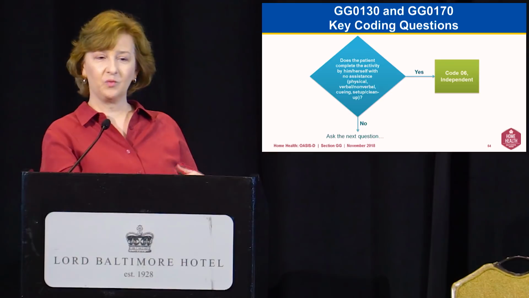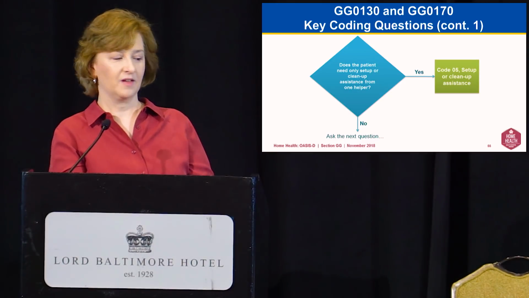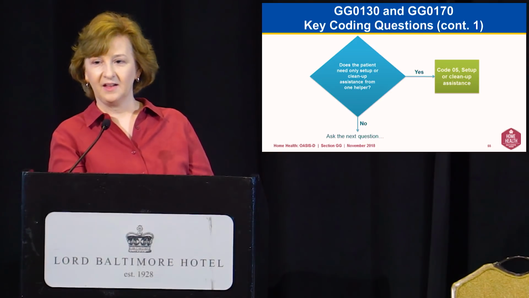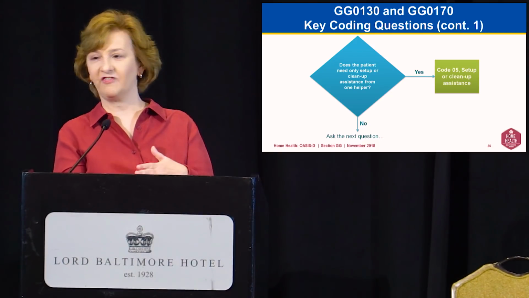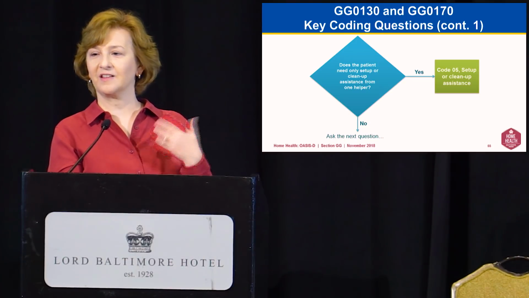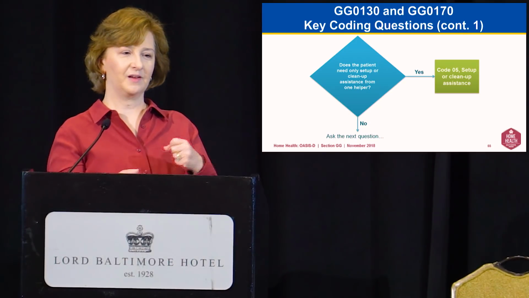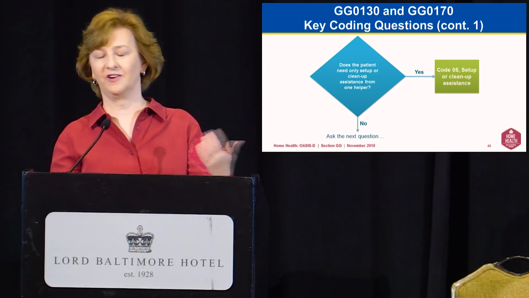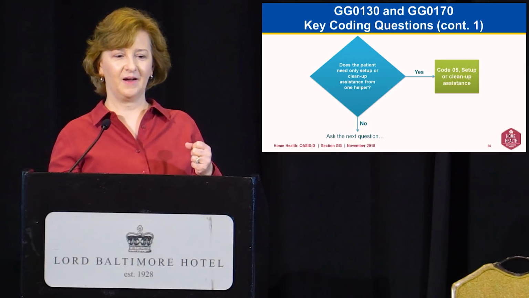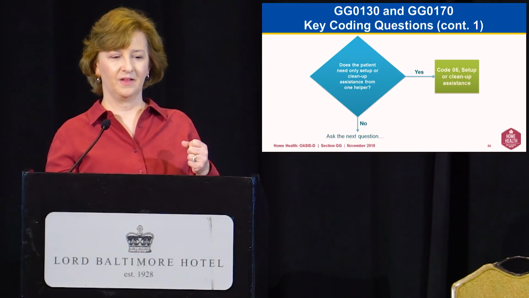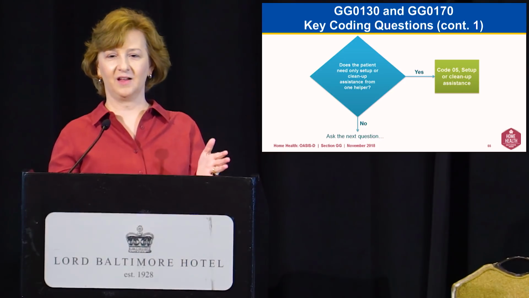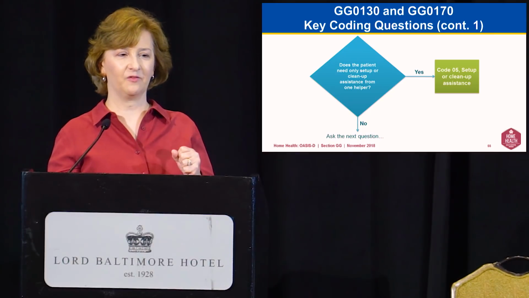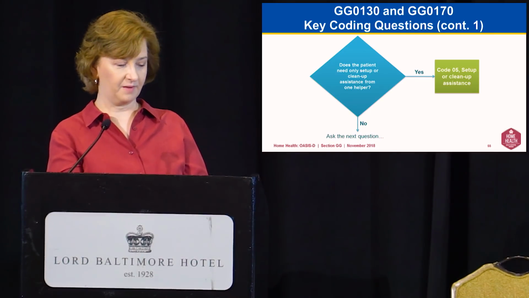If the answer is no, you would then move to the next question, which is, does the patient need only setup or cleanup assistance from one helper? If the answer there is yes, you would code 5, setup or cleanup assistance. An example is providing a device for the person to put in place so they can transfer out of bed in the morning, or maybe the person needs a reacher in order to pick up an object, and the helper provides that reacher to the person. That would be another example of setup.